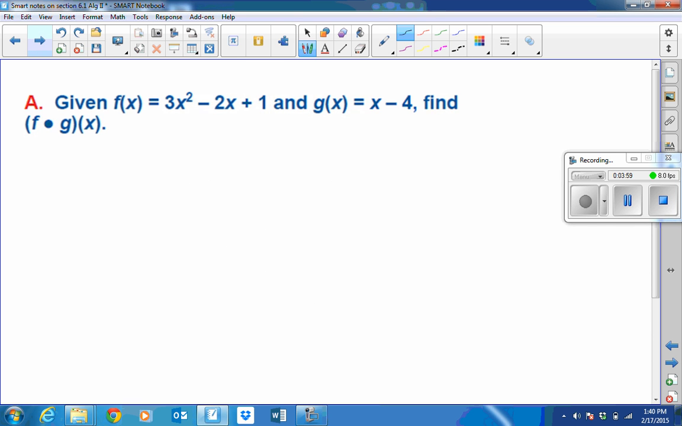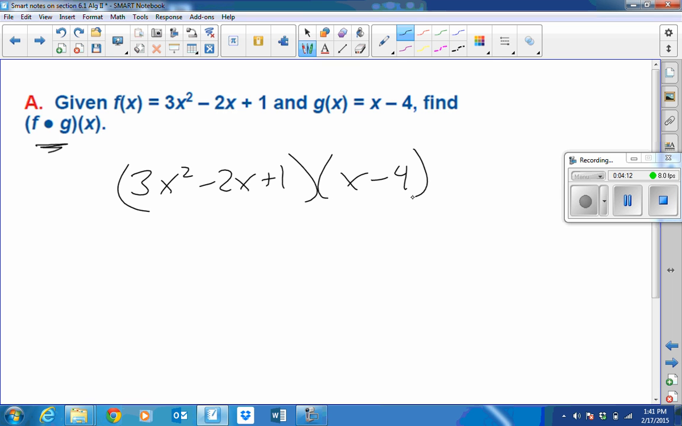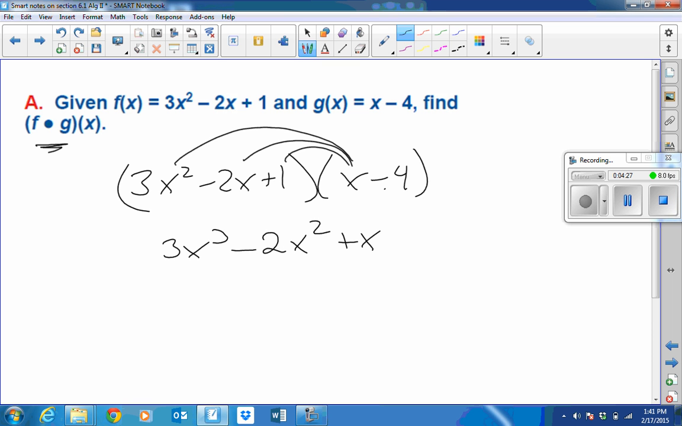If I was multiplying f times g of x, I'm going to multiply 3x squared minus 2x plus 1 times x minus 4. And this is what we did last chapter. We have to FOIL. Take each term times each term. X times 3x squared, 3x cubed. X times negative 2x, minus 2x squared, plus x. Now I'm going to take negative 4 times everything. Minus 12x squared plus 8x minus 4.